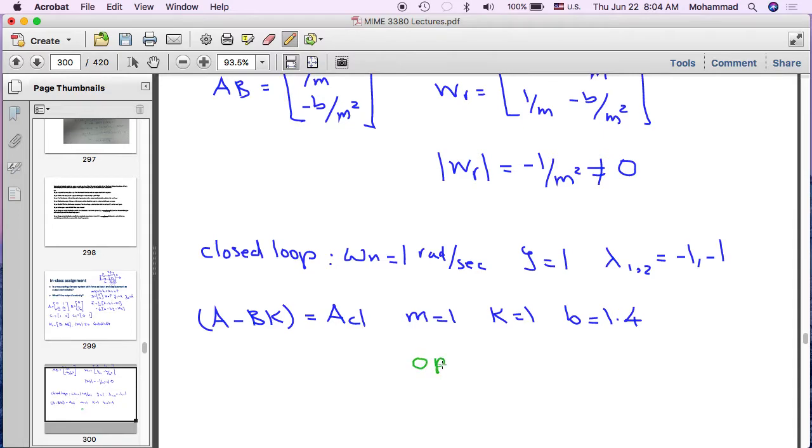For open loop, we have a natural frequency of 1. So natural frequency of open loop is 1 radian per second. And what is the damping ratio of open loop? Can you calculate the damping ratio of the open loop with M of 1, K of 1, and B of 1.4? What is the damping ratio of open loop? Or how would you calculate it if you have M, B, and K?